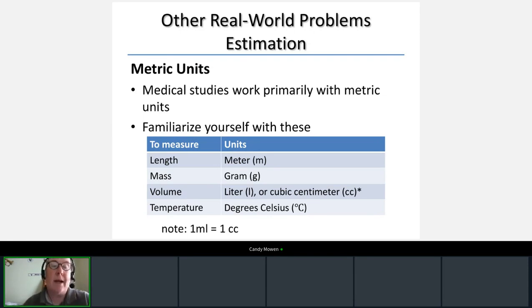A little bit about metric. A lot of medical students use metric, and you want to familiarize yourself with these. Length in U.S. customary is compared to meter in metric. Mass in U.S. customary is compared to gram in metric. Volume is liter or cubic centimeter. Temperature is degrees Celsius in metric. Make sure you note 1 milliliter equals 1 cubic centimeter. Okay, so, you know, as medical students, you will do that.